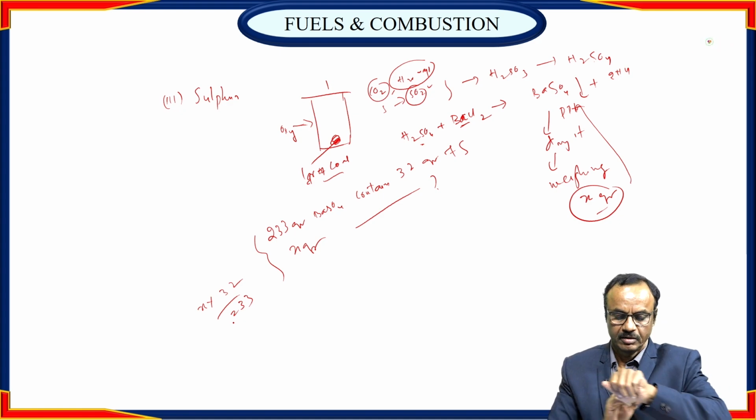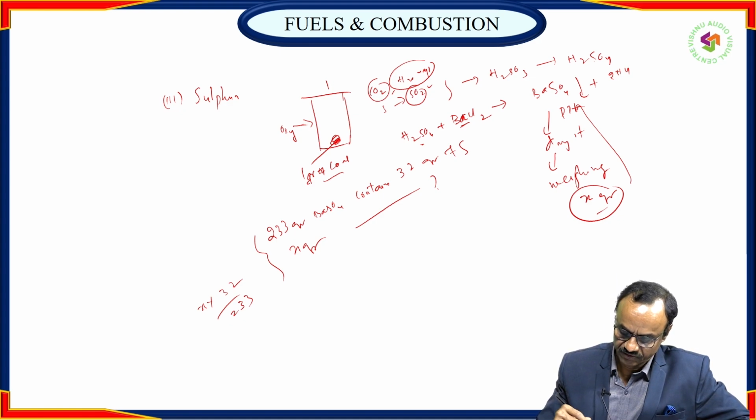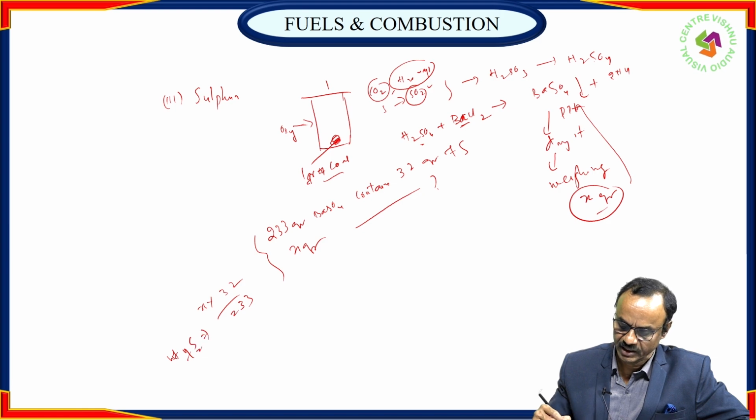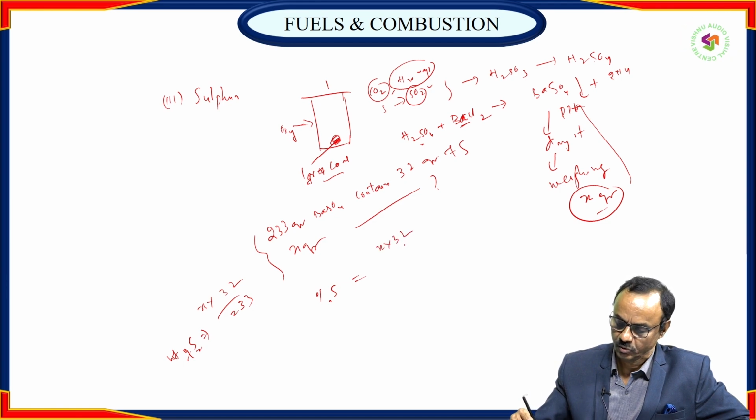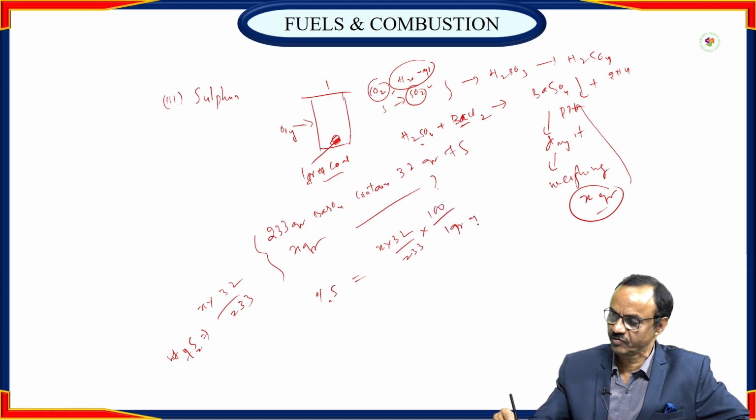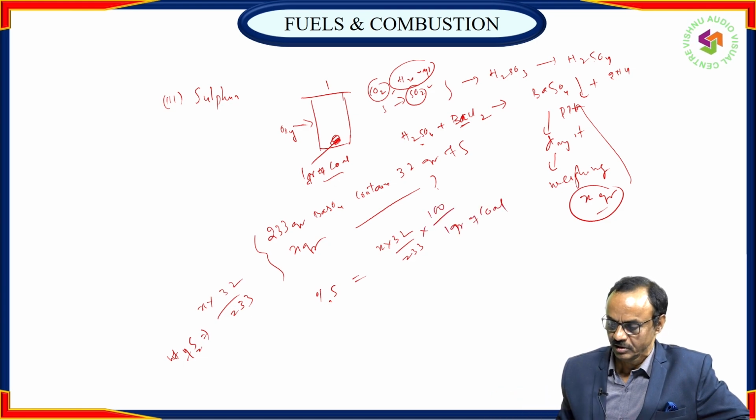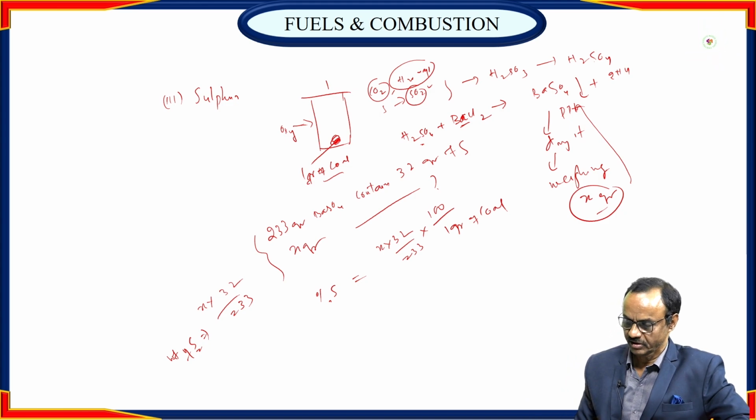This is the weight of sulfur. Then determine the percentage of sulfur: X into 32 by 233, into 100, divided by the initial weight of coal taken, 1 gram of coal, right? Now, the significance of proximate analysis.